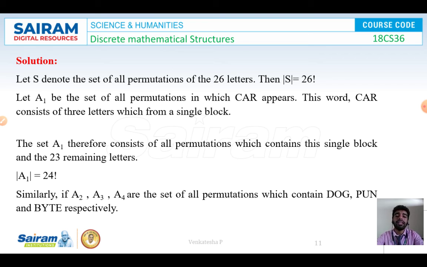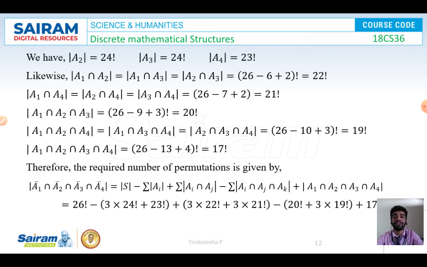So in the event A1, if cat is a single block, I will be having 23 plus 1 letters, which is equal to 24 letters, right? So the order of A1 will be equal to 24 factorial. Similarly, for dog and pun also, we can find the order of A3 as well as A2 is equal to 24 factorial. For the event A4, I will be having bite here. So bite means I will be having 22 plus 1 letters. So I will be having the order of A4 equal to 23 factorial.